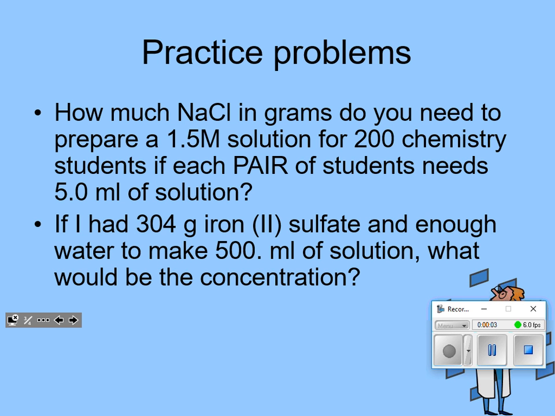So if we're solving this second problem, if it gives you 304 grams of iron 2 sulfate and enough water to make 500 milliliters of solution, what would the concentration be? I'm solving for molarity. Notice in the problem I'm not given moles, I'm given grams of iron 2 sulfate. I'm going to have to convert that into moles. Hopefully the milliliter to liter conversion is a little bit easier for you.